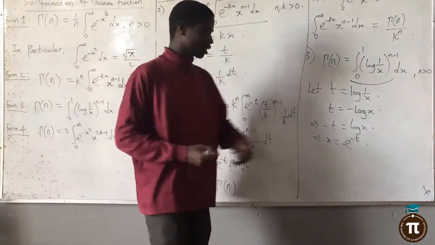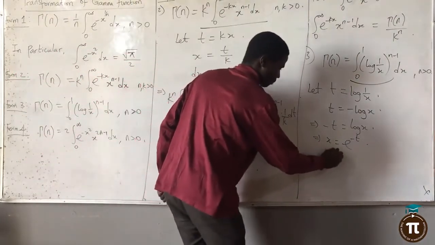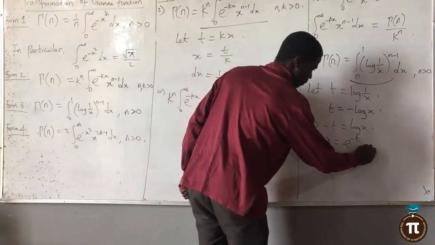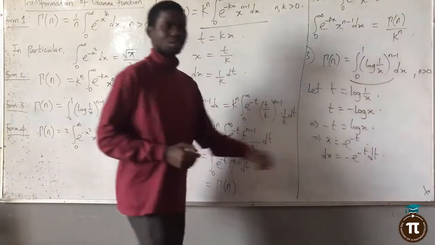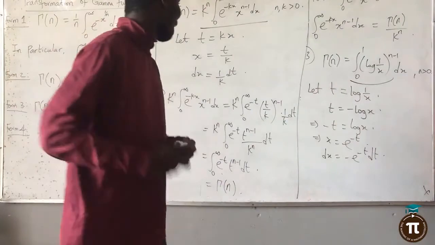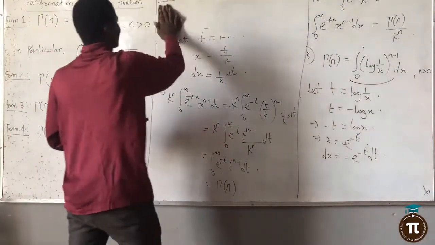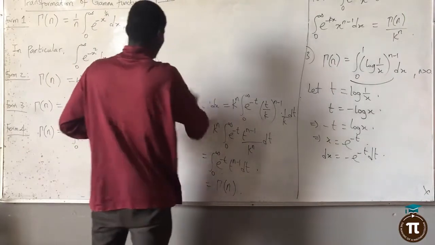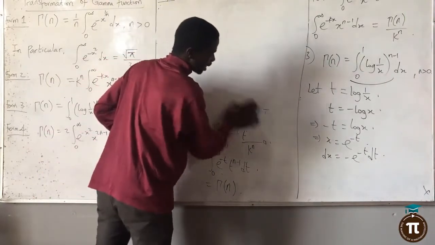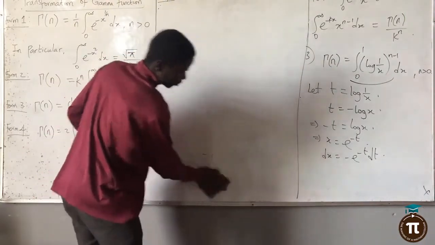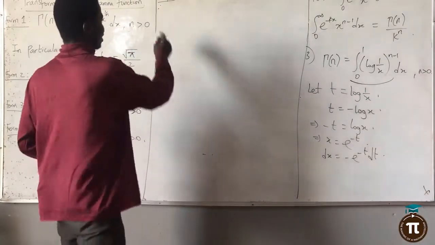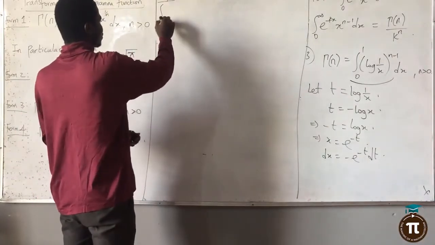So I now differentiate. ds is equal to minus e raised to the power minus t dt. That's what I'm going to have. So I substitute into the right hand side, or what I have at the right hand side, our integral from 0 to 1.